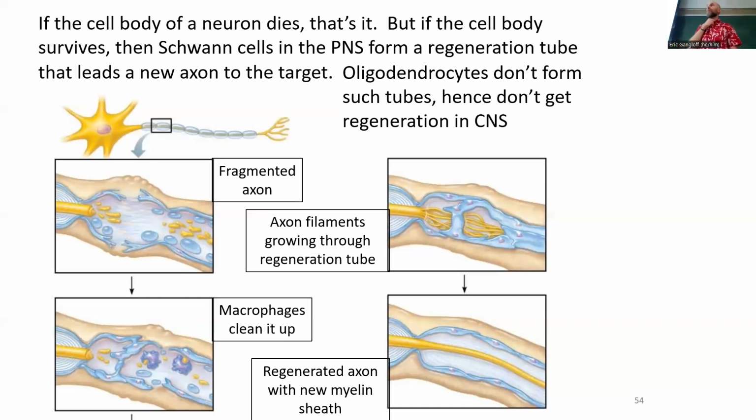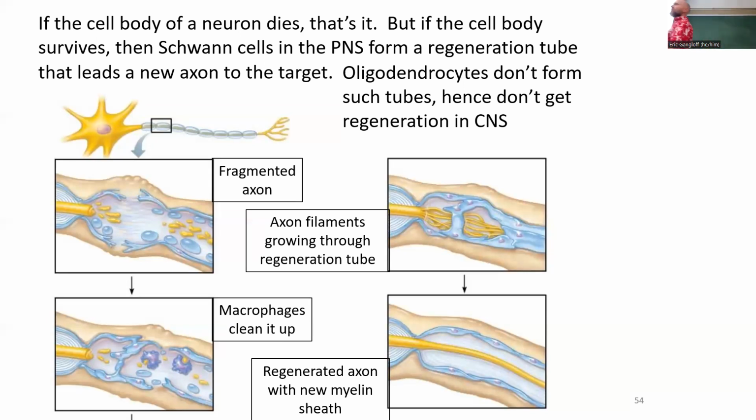Now, this process is complicated and takes a while. And importantly, it's specific to the peripheral nervous system. So I said that the Schwann cells can help regenerate this structure. Remember, Schwann cells are in the peripheral nervous system. Your oligodendrocytes in the central nervous system don't do this. And that's why these cells can't repair themselves in the central nervous system, only in the peripheral nervous system.